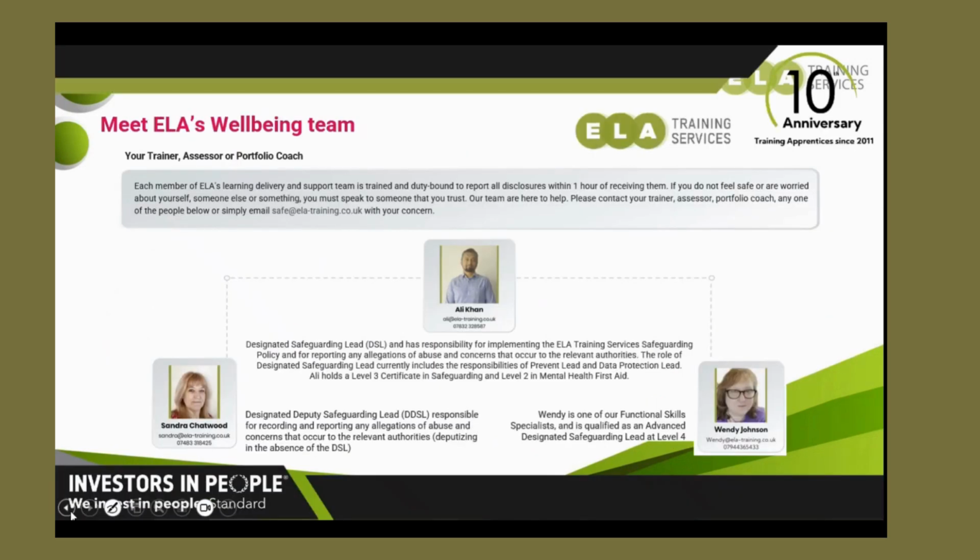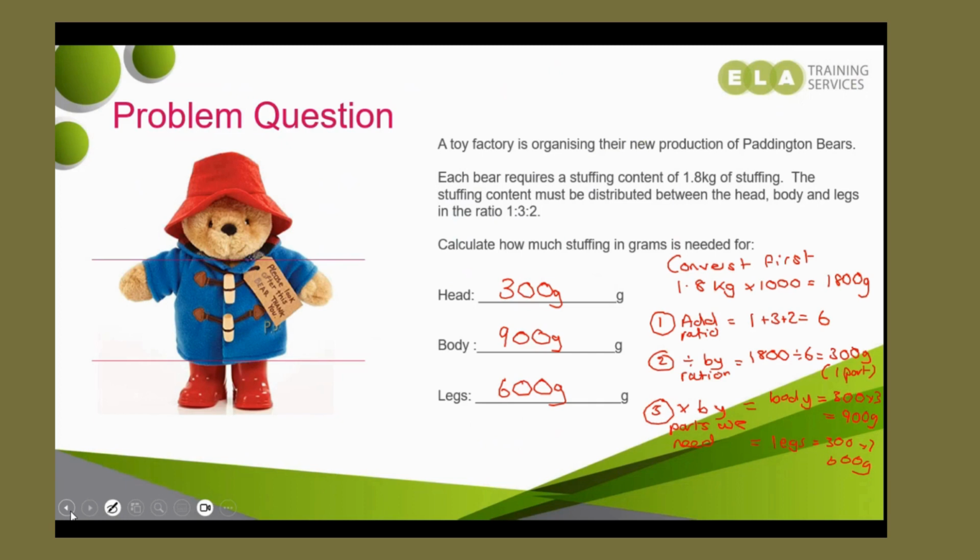So hopefully now you are more confident in direct proportion, inverse proportion, and proportional division.